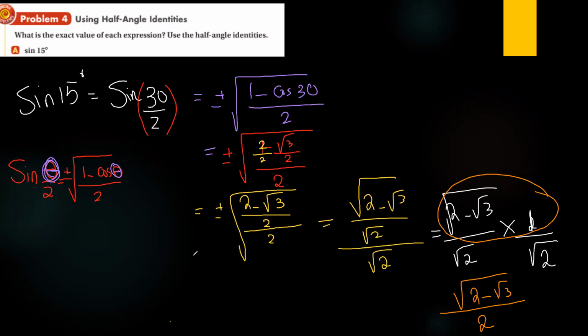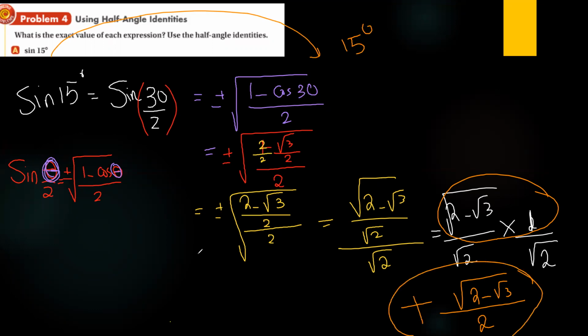Is it clear? Yeah, teacher, only take the positive value of the square root because it's sine 15, first quadrant. Thank you for reminding me. Now, the angle here is 15, and we need to know in which quadrant the angle lies. Since we are in the first quadrant, the sign must be positive. So the answer is positive 2 square root of 2 minus the square root of 3 over 2.